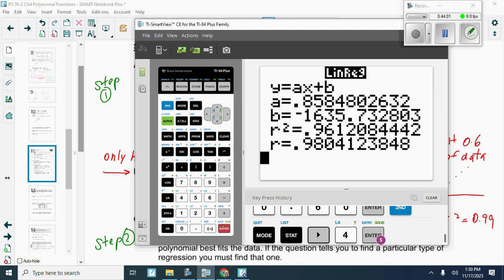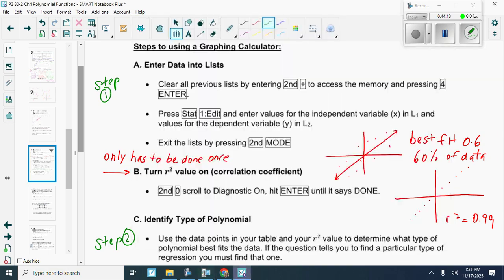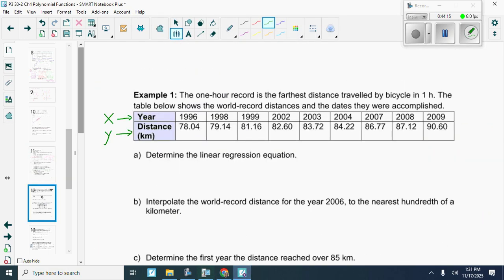So stat. All of you should have this nice summary. So here's the thing. In your notes, determine the linear regression equation. I want you to write down the summary. Round to the nearest 100.